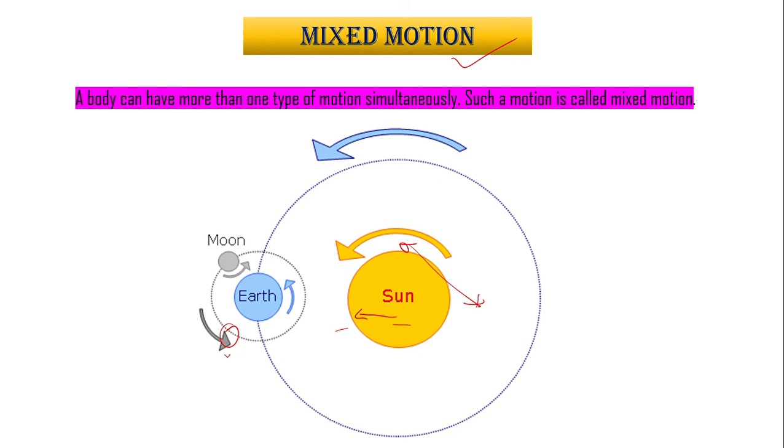The best example would be Earth. Earth performs rotatory motion, so we have a day. And it performs a circular motion, hence we have a year. So it rotates around its axis in 24 hours, and it completes one complete revolution around the sun, or it revolves around the sun in 365 and a quarter day.